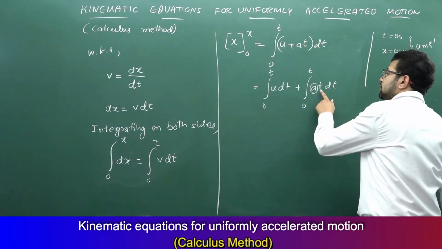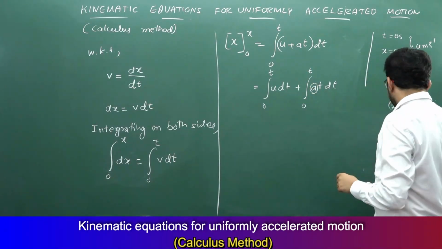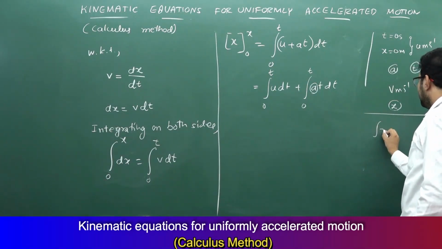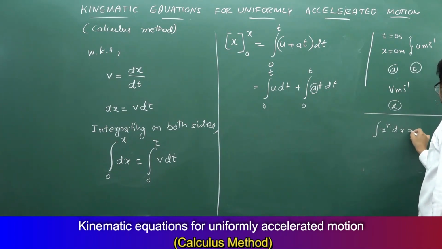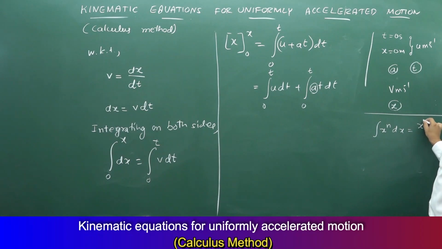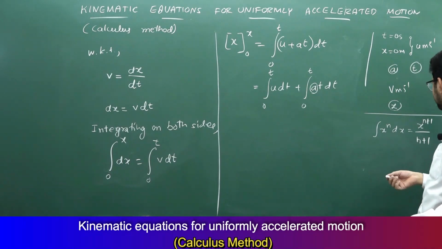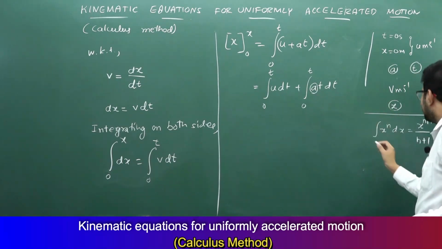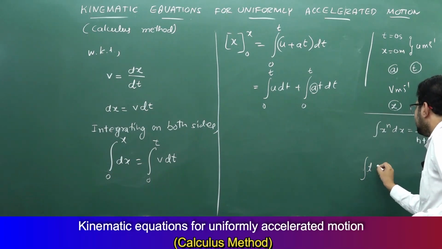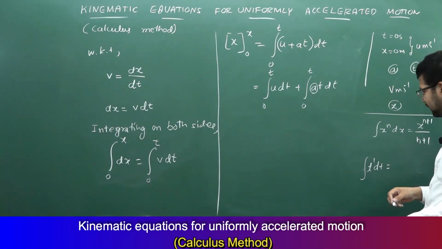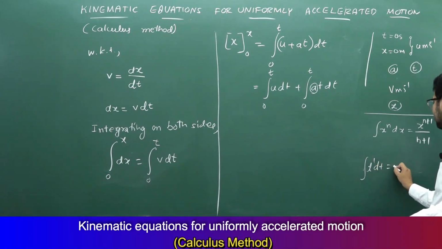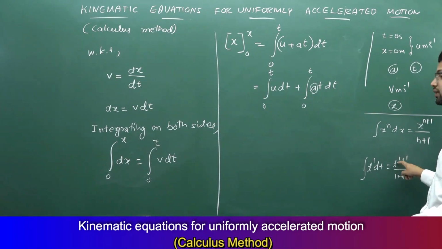What is integration of t with respect to t? We have an equation: integration of x power n with respect to x is equal to x power n plus 1 divided by n plus 1. So, integration of t with respect to t looks like t power 1. Integration of t power 1 is t power 1 plus 1 divided by 1 plus 1, so this is t square by 2.